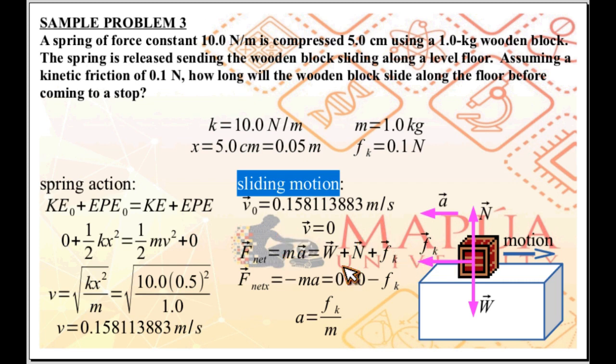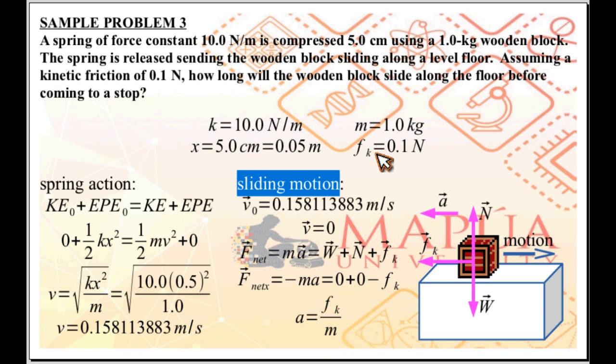Using the component method to analyze this vector equation, we have the x component. F net x is equal to the x component of a. A is horizontal, negative direction. Therefore, we have minus ma. Weight is vertical, no x component. The same goes for the normal force, no x component. Friction is horizontal, negative direction, so minus f sub k. Minus ma is equal to negative fk. Isolating a, a is equal to fk over m.